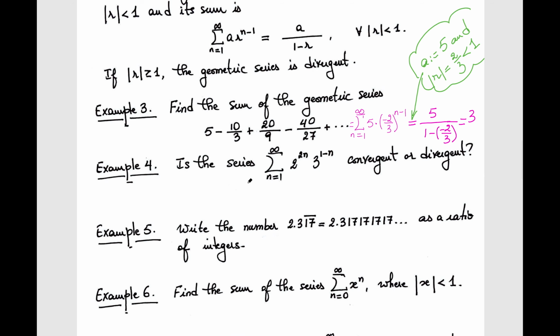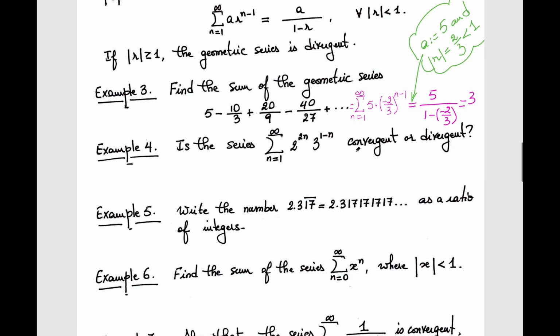Example 4. Is this series convergent or divergent? Probably it would be best to list the elements of this series. When n is 1, this is going to be 4 times 1, so the first term is 4. The second term is going to be when n is 2, so it's going to be 2 to the power 4, and 2 to the power 4 is 16, times 3 to the power 1 minus 2, which is 1/3. So it looks like I'm going to get 16 over 3. This is the second term.